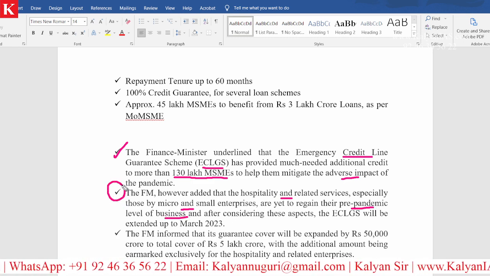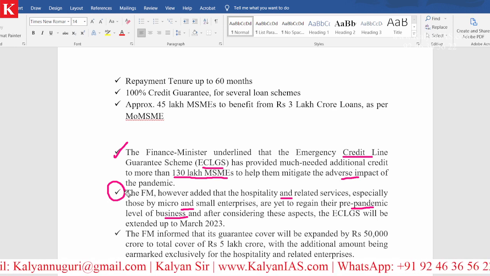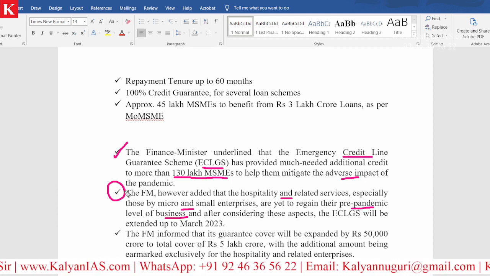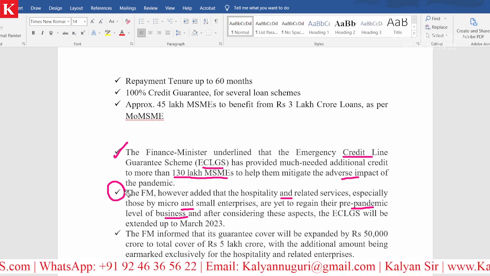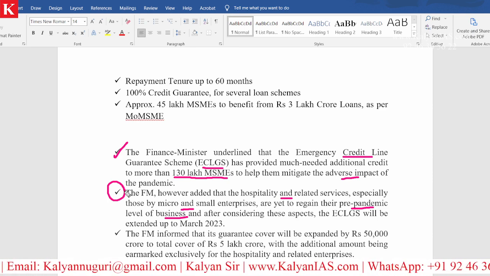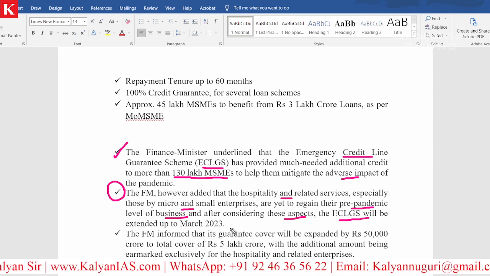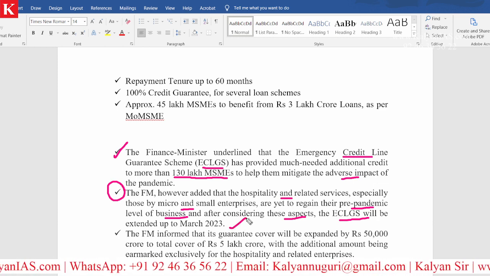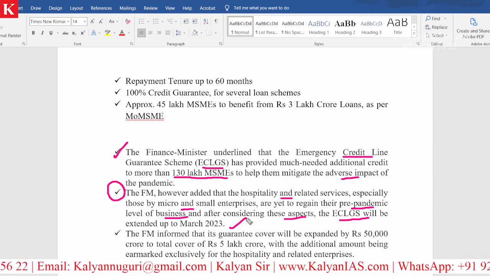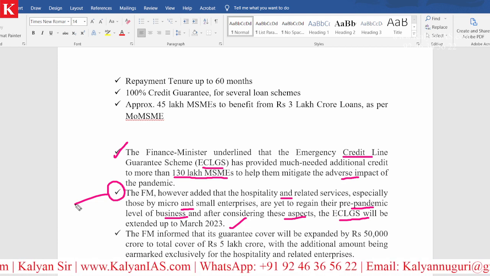Clear? And the finance minister, however, added that hospitality and related industries, especially those by micro and small, are yet to regain their pre-pandemic levels of business. This is what is understood by the government very clearly. Though enough support is being provided, it is micro and small enterprises that are yet to regain their pre-pandemic levels, meaning they need continuous support. Taking this into consideration, ECLGS will be extended up to March 2023. Otherwise, those MSMEs will collapse, especially micro and small enterprises.